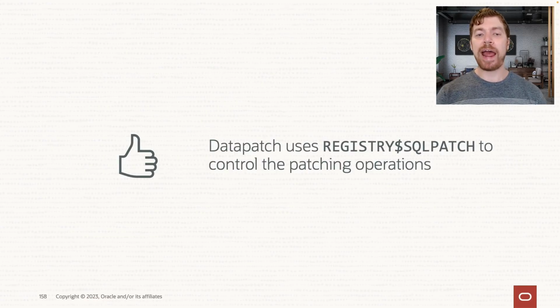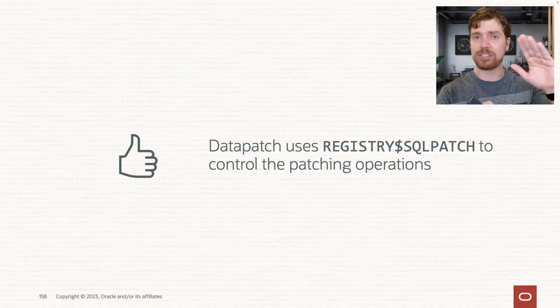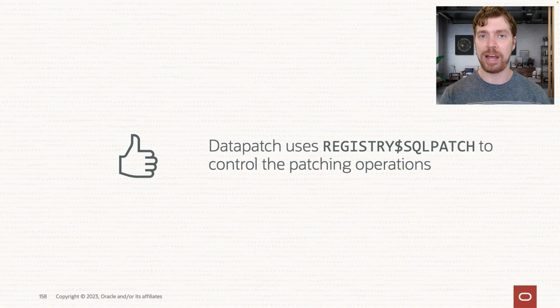Datapatch uses registry$sqlpatch to document everything that happened regarding patch apply in your dictionary, and also patch rollback. So every time Datapatch applies or rolls back a given patch, it will add a new entry. So every time Datapatch is called, a new row is added on this table. That's like a history table of all the Datapatch actions in your database.